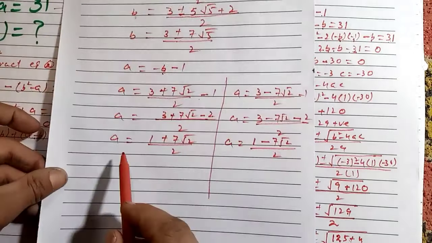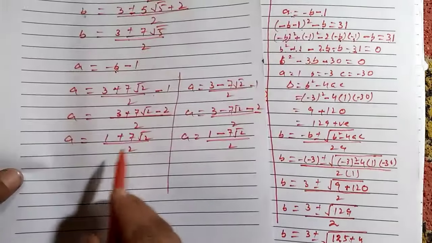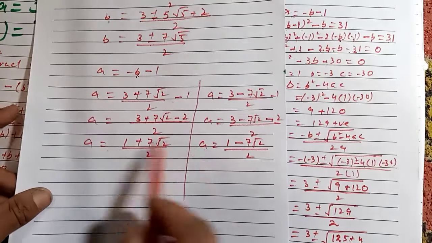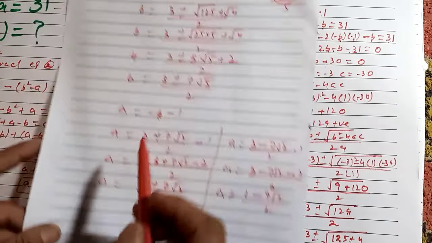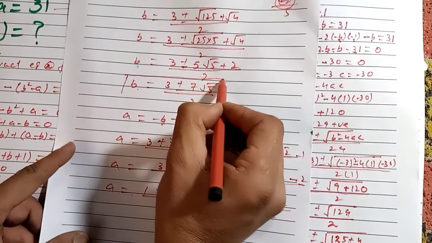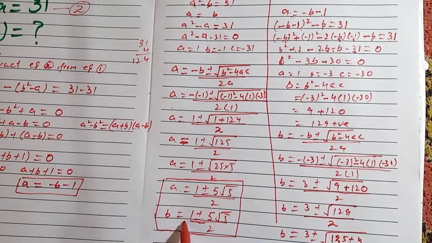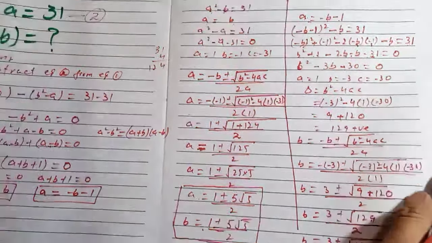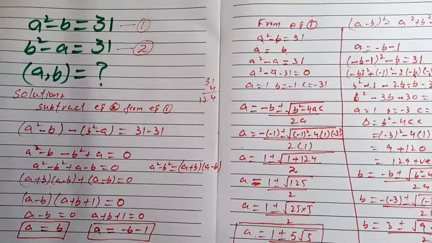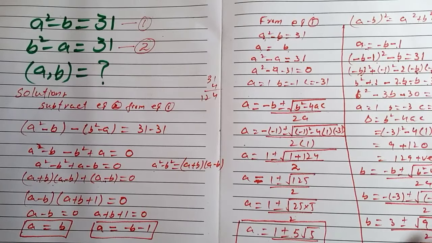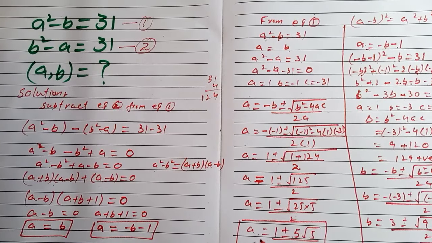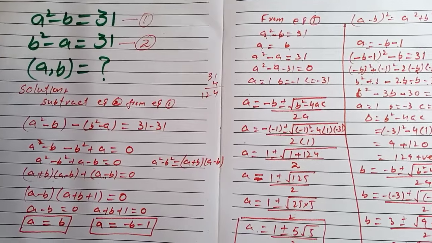So we have two values of a in this side, and two values of b in this side, and two values of a and b in this equation. So our final answer: we have two values of a and two values of b.